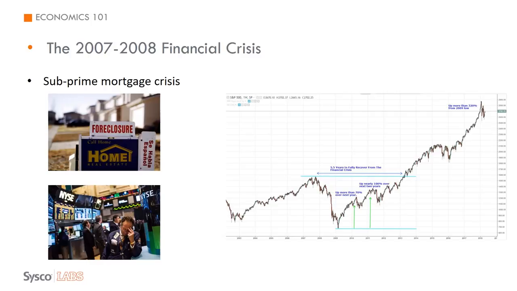Then I'd like to present you two examples of severe economic crises that happened. The reason is that by looking at these, we can learn a lot. I mean, these crises provide a lot of lessons to be learned. So the most recent one, and one of the most severe ones, was the 2007-2008 financial crisis.